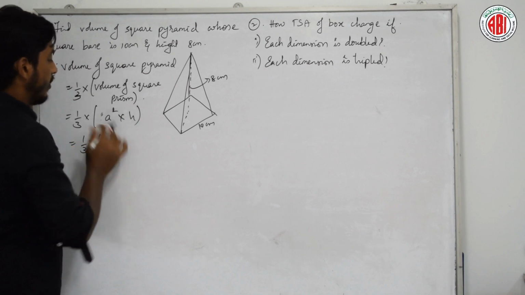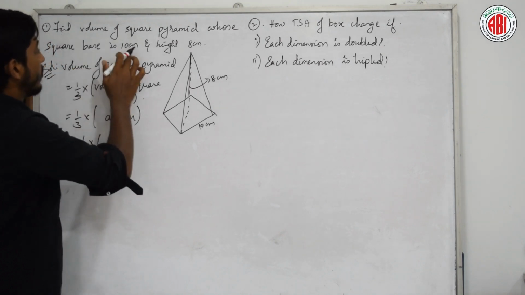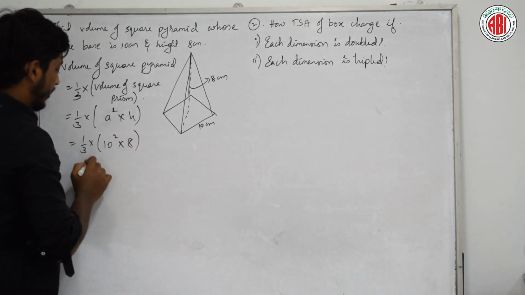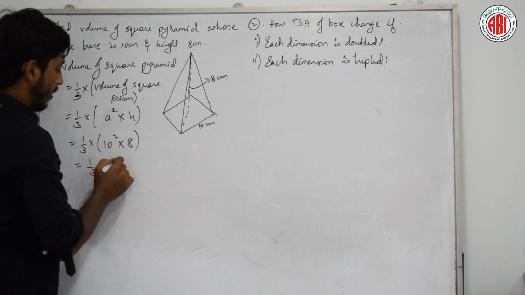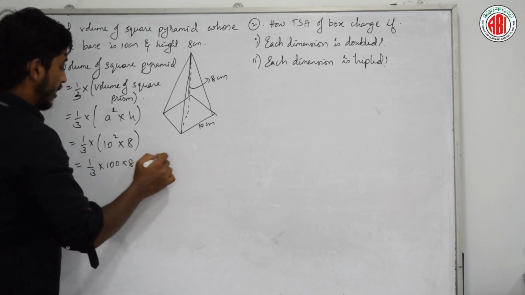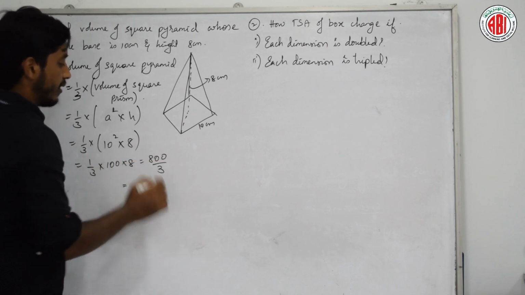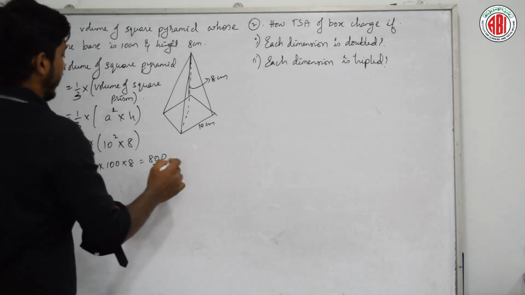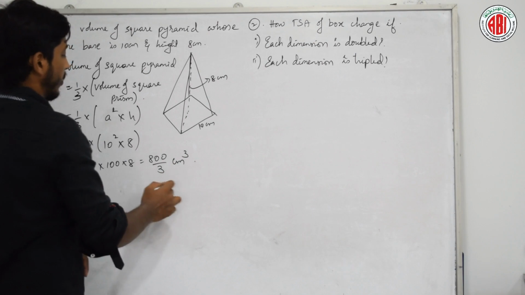Is it clear? What is side into side? Square base is 10 square, into height is 8. 1 by 3 into 100 into 8, that is 800 by 3. You can just divide, or else you can directly write it as 800 by 3 centimeter cube.